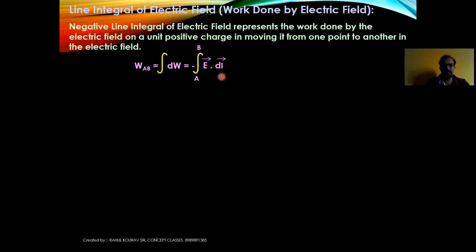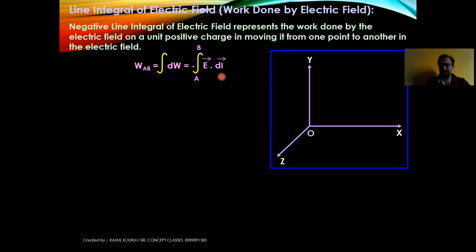dl is the distance that you have to move. This may be considered like this: this is the x-axis, y-axis, z-axis, and this is a positive charge plus q. And these are the two points, point A and point B. RA is the position vector of point A. Similarly, RB is the position vector of point B.